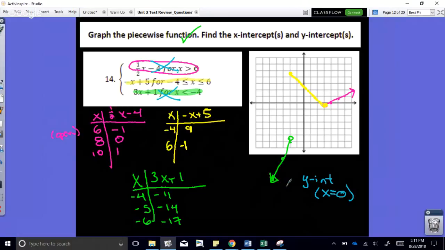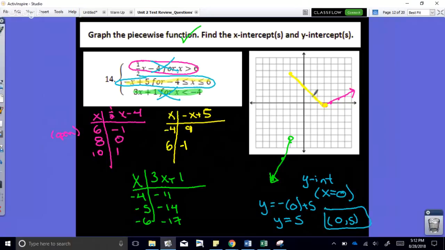So to find the y-intercept, we're going to use the middle equation. So I'm going to say that y equals -0 plus 5, so the y-intercept is 5. If you want it written as an ordered pair, it's the point 0, 5. And if you look at my graph, it does cross through at 5, so that confirms that my y-intercept is 5.